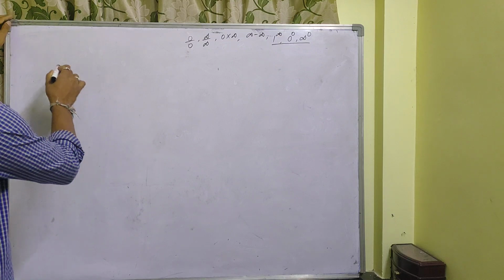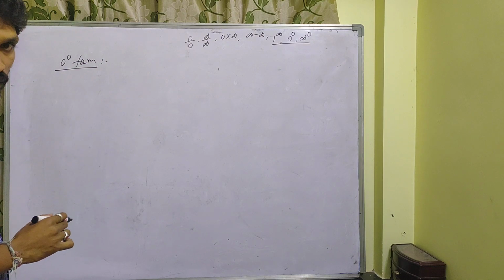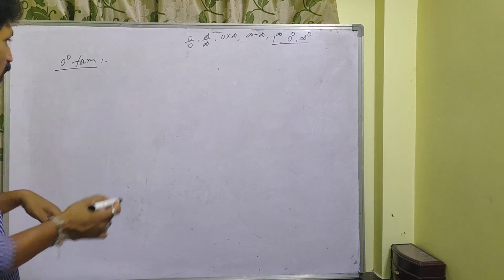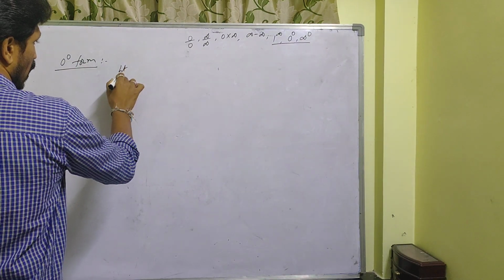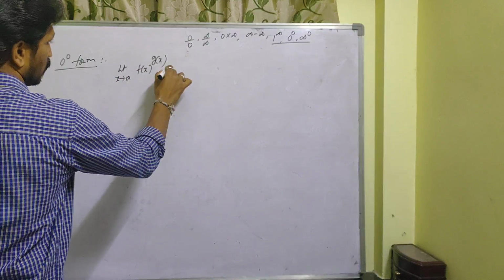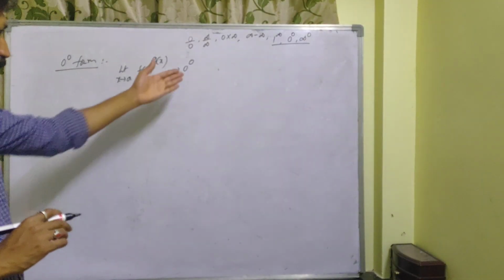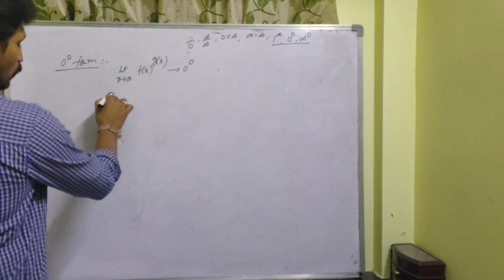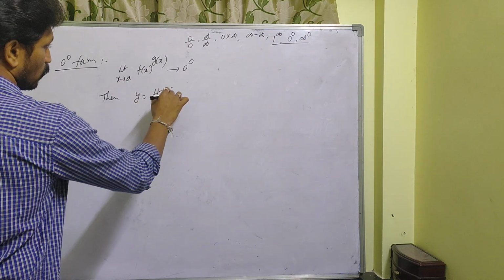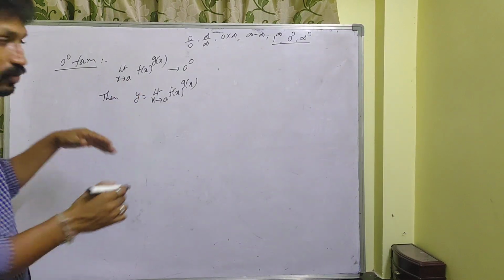So see here, whenever you get the form 0 power 0, the procedure is as follows. Suppose limit x tends to a, f of x power g of x tends to 0 power 0. What do we have to do? It is an indeterminate form, so you have to follow this procedure. Let y be equal to limit x tends to a, f of x power g of x, and apply logarithm on both sides.